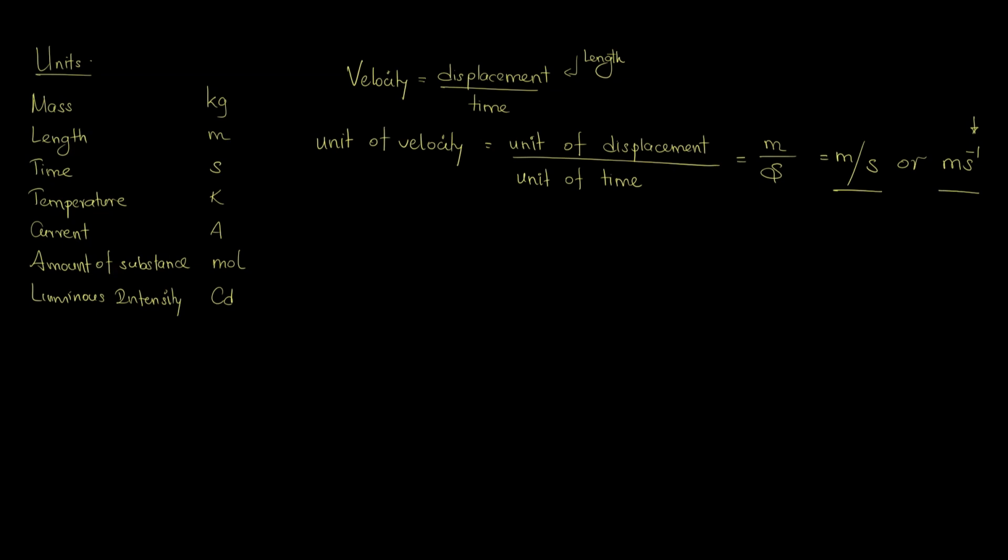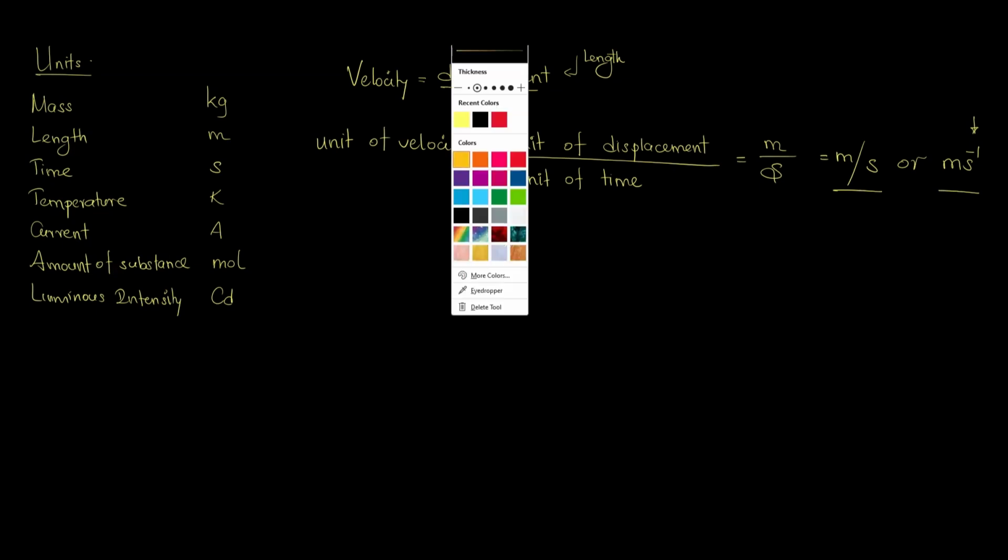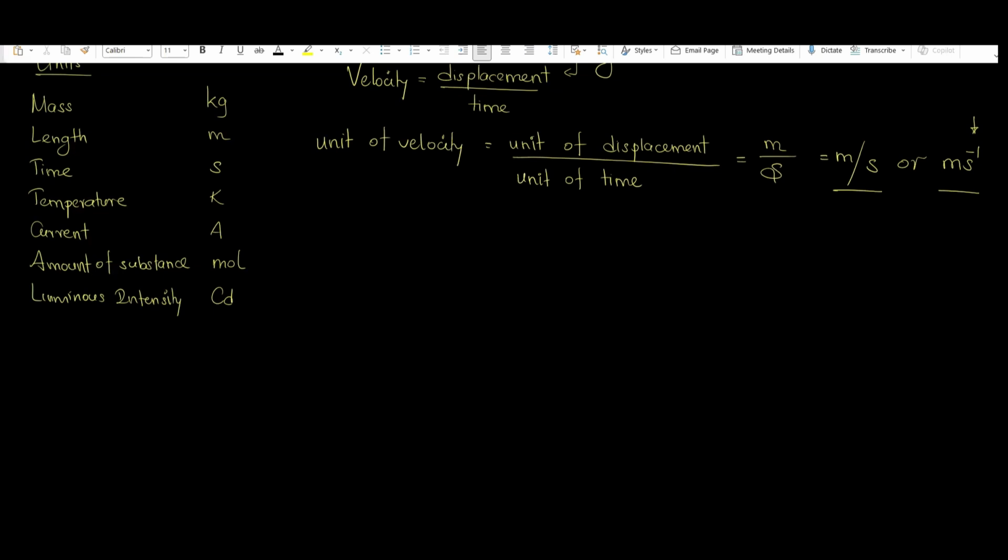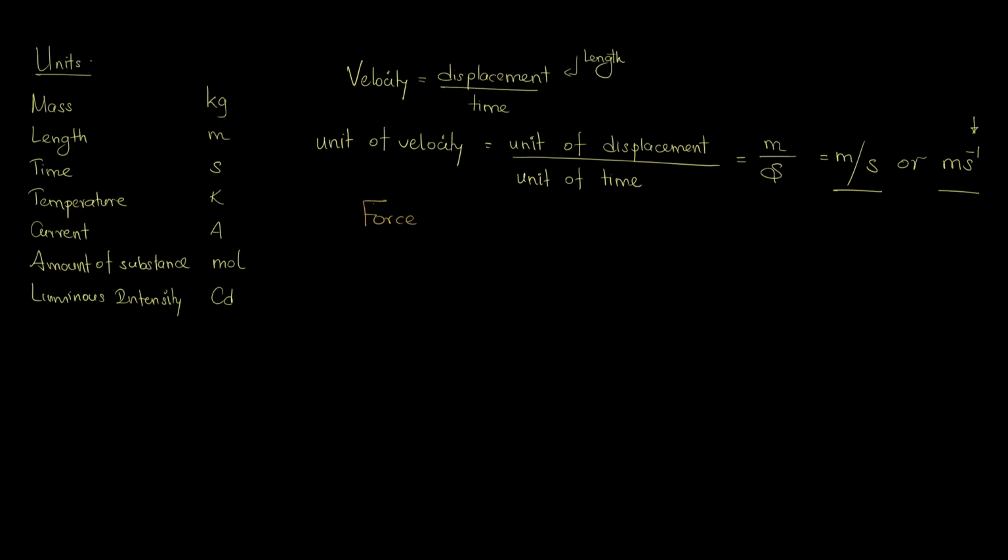Then if we go ahead and do force, force is given by mass times acceleration. Unfortunately, in order to know the force, we need to understand what an acceleration is. So acceleration has an equation which is velocity divided by time. We looked at the unit of velocity, which is meters per second. So I can write it again.